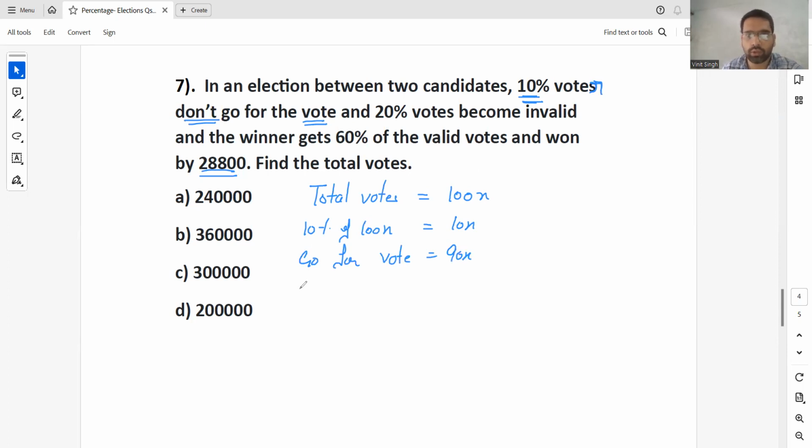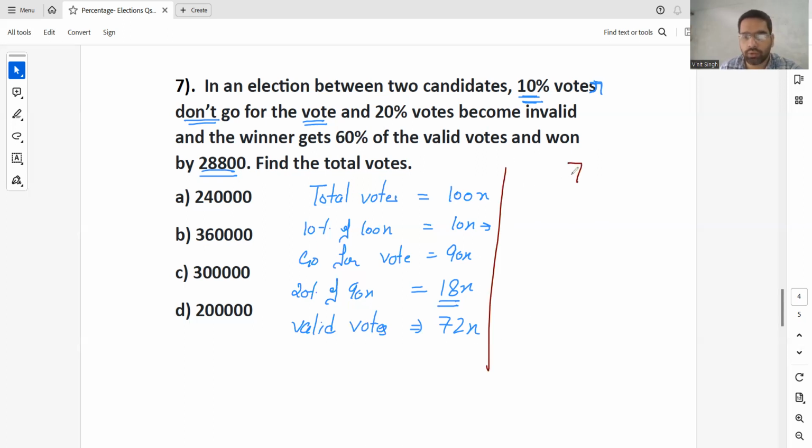And 20% of votes become invalid. 20% of 90x is equal to 18x. So valid votes become 72x. Here 10x people don't go for the vote, 18x votes become invalid out of 90x. So 72x is our total valid votes.